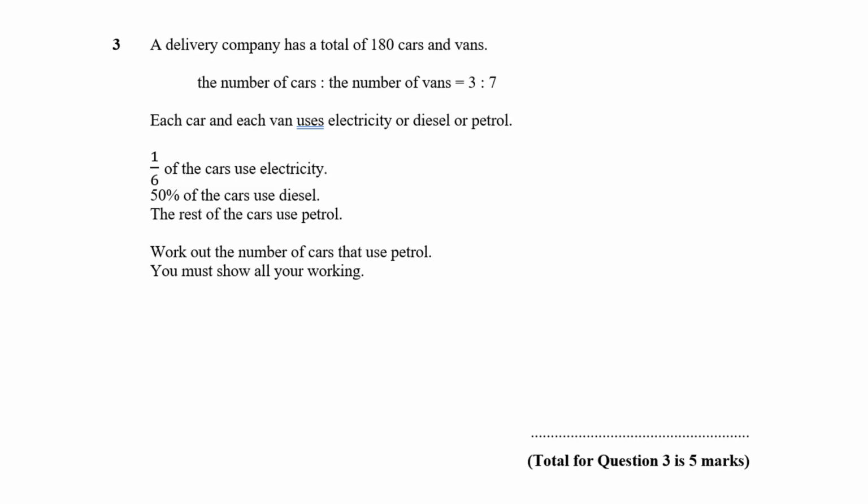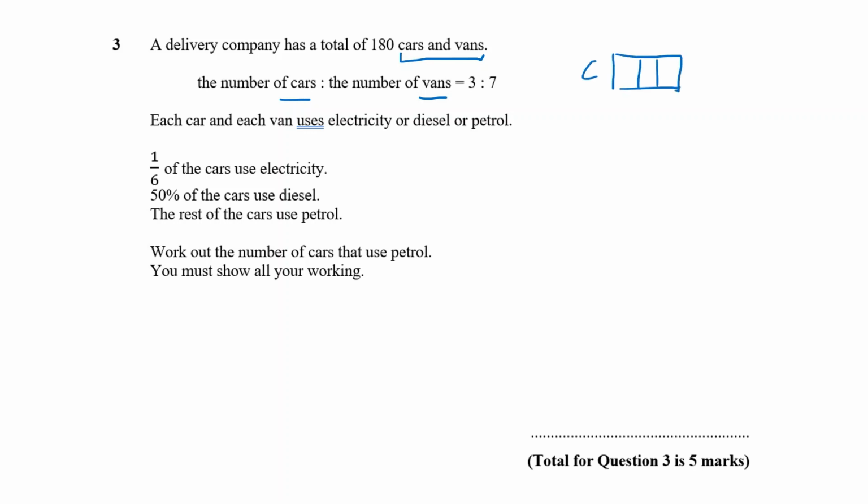Question 3. A delivery company has a total of 180 cars and vans. So that 180 is not just cars, it's both cars and vans. As a ratio, the number of cars to the number of vans, so the number of cars is first in the ratio, vans is second, is equal to 3 to 7. So our ratio of cars to vans is 3 to 7.